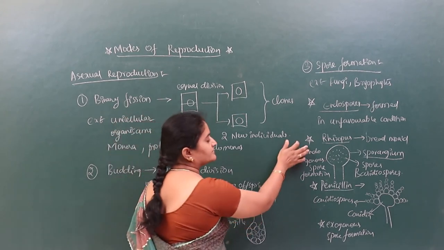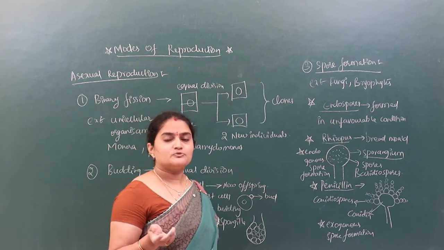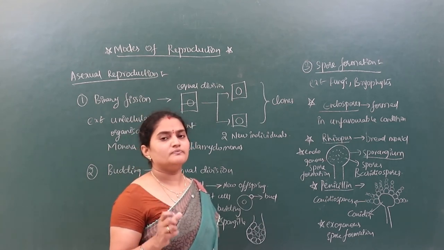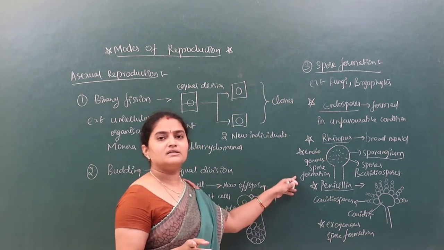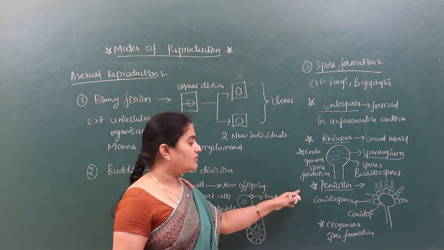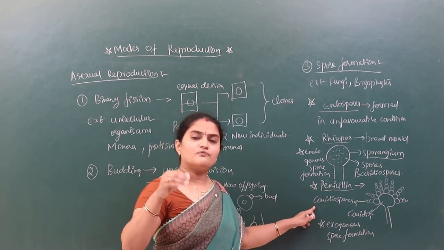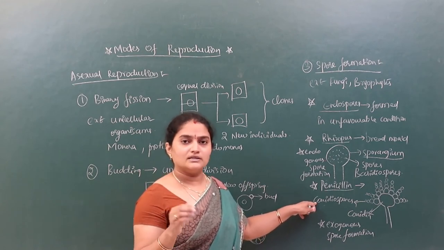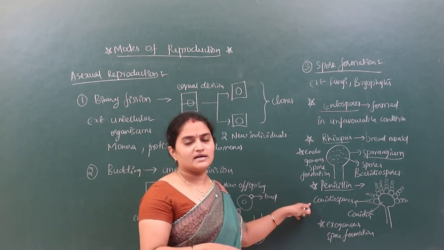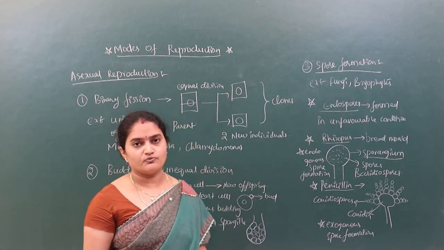And the next one, Rhizopus, exhibits a different pattern. The spores are present inside the sporangium, so it is an endogenous spore formation exhibited by Rhizopus, the bread mold. And the next one is Penicillium. Here the spores are formed out of the sporangium. On all the conidia there will be spores. These spores are considered conidiospores, and it is called exogenous spore formation.